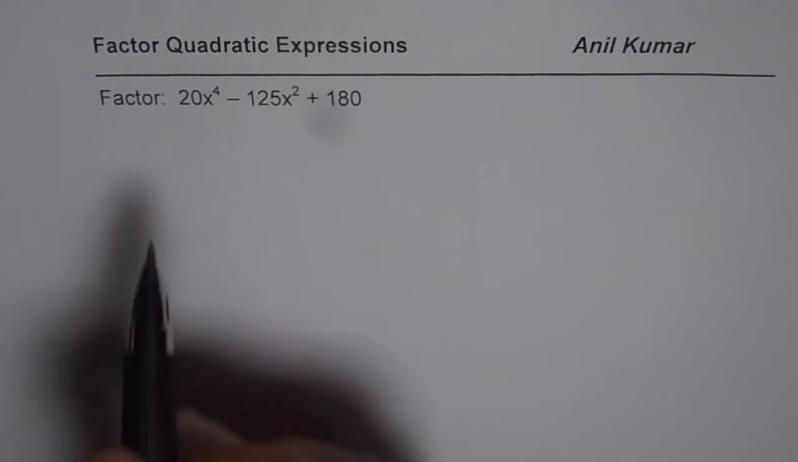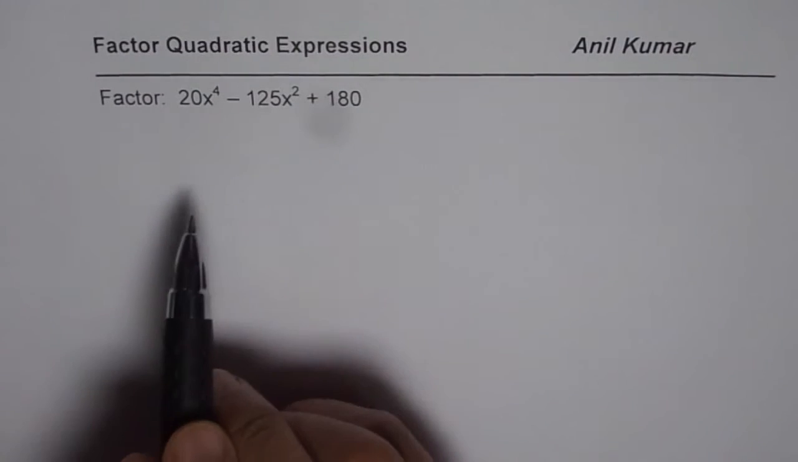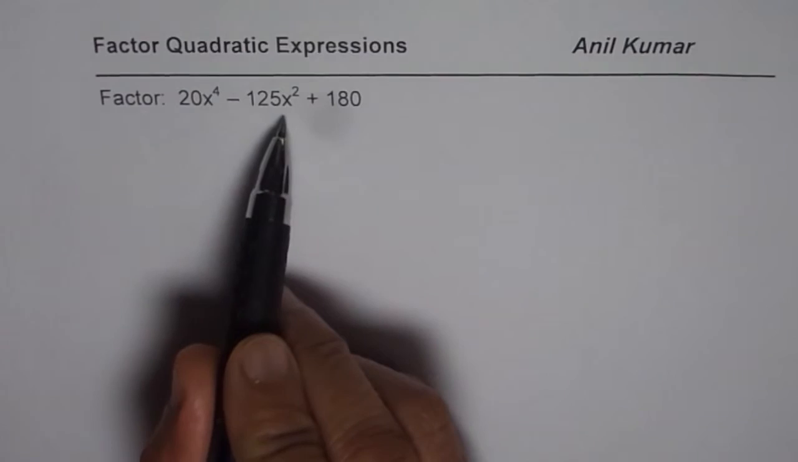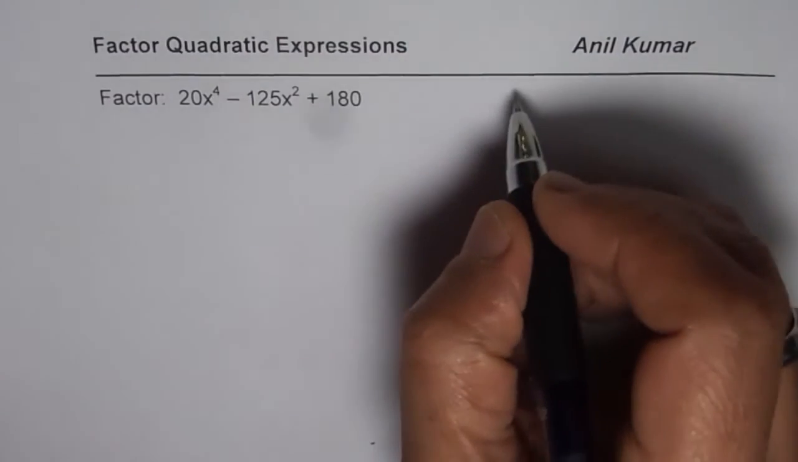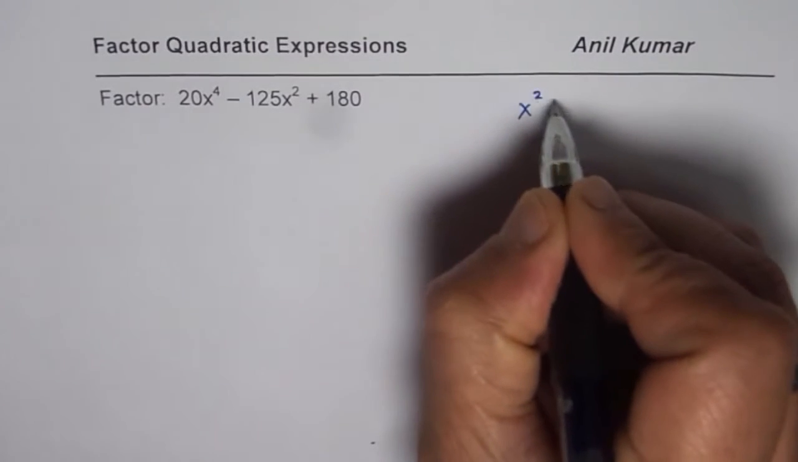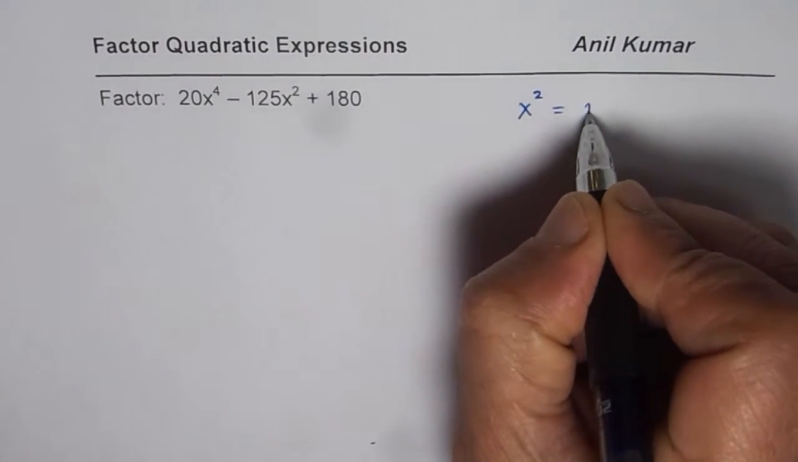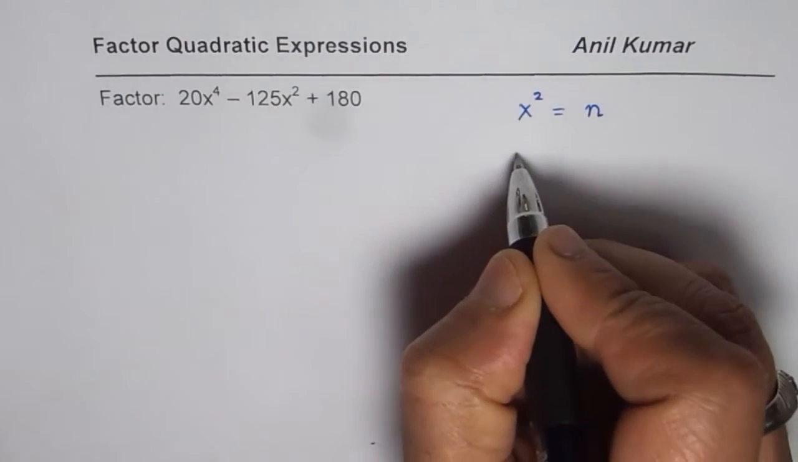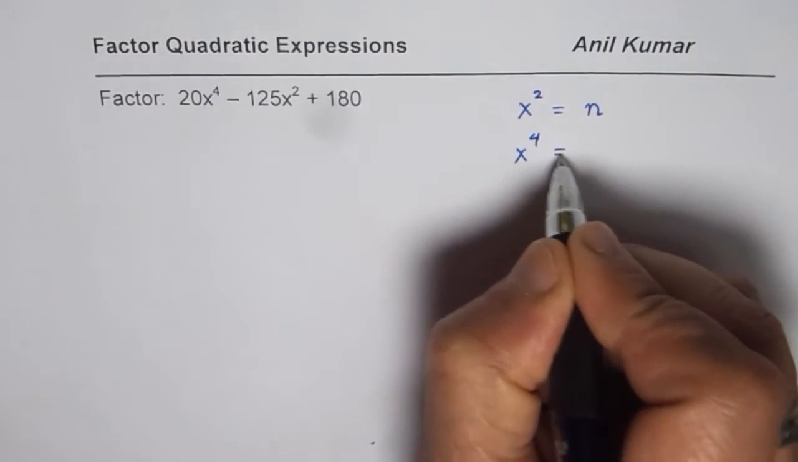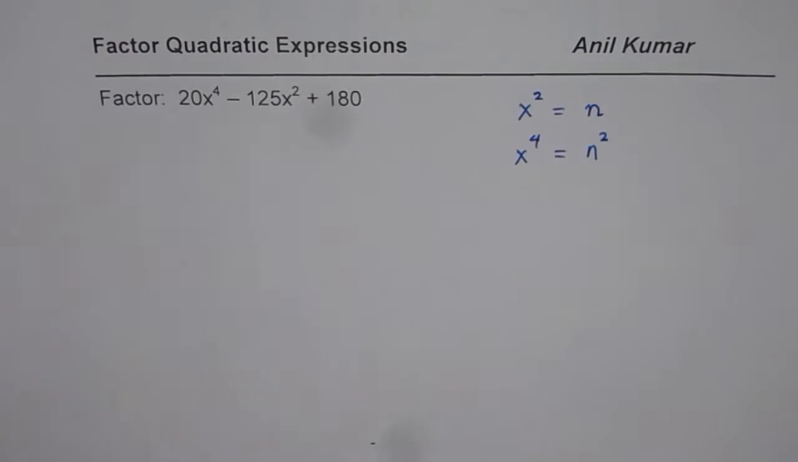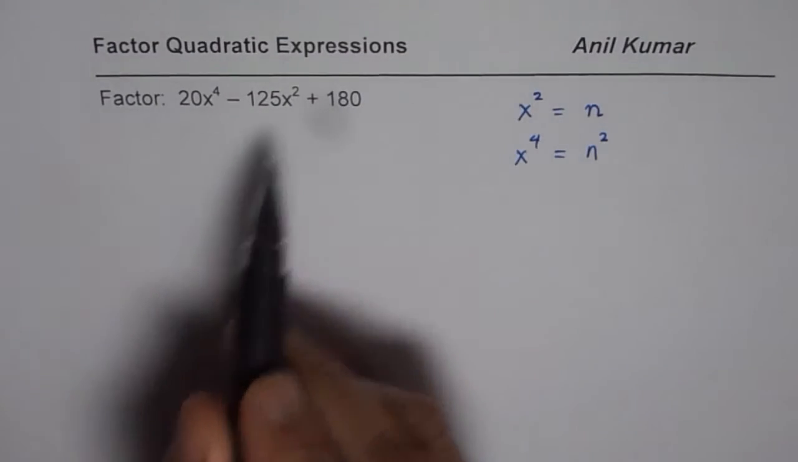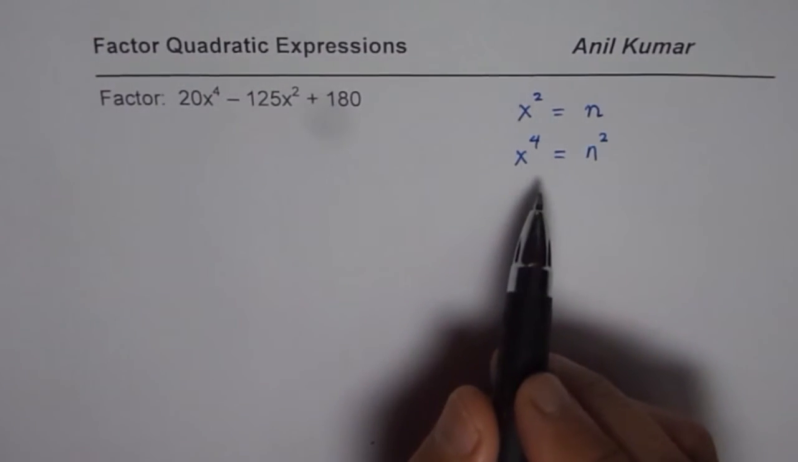Now, when you look into this trinomial, it has a degree of 4. However, we have terms with x squared and x to the power of 4. If you substitute, let us say, x squared as some other variable, let us say n, then x to the power of 4 can be written as n squared. If you do this substitution, you can actually write this expression as a quadratic expression.